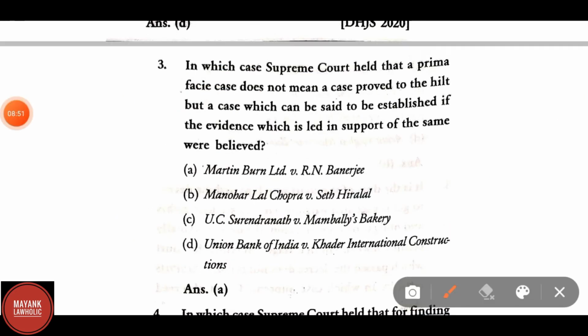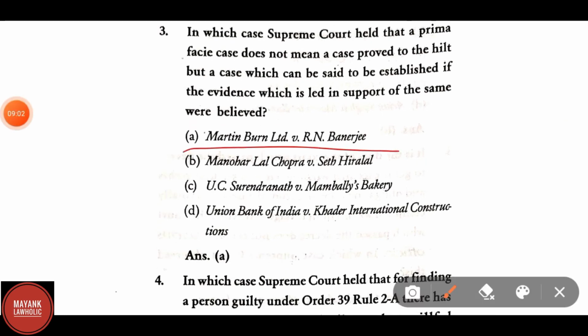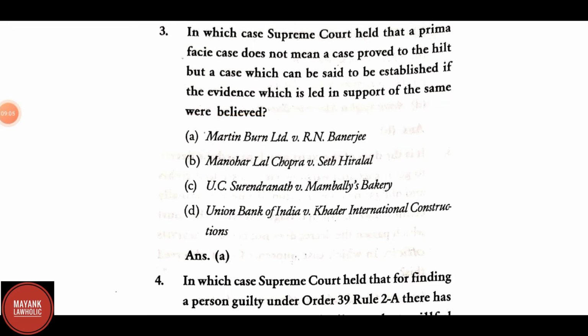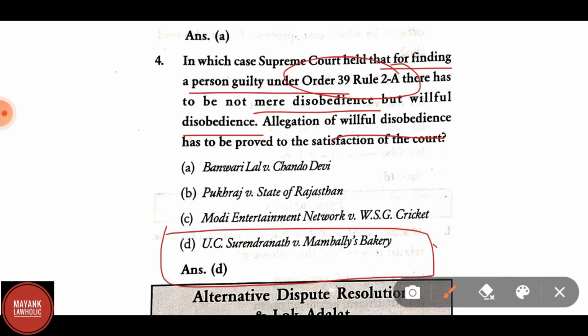In which case did the Supreme Court hold that a prima facie case does not mean a case proved to the hilt, but a case which can be said to be established if the evidence led in support of the same were believed? Here the correct answer is Martin Burn Limited versus R.N. Banerjee. In which case did the Supreme Court hold that for finding a person guilty under Order 39 Rule 2A, there has to be not mere disobedience but willful disobedience? Allegation of willful disobedience has to be proved to the satisfaction of the court. Correct answer is U.C. Surendranath versus Bombelli's Bakery.